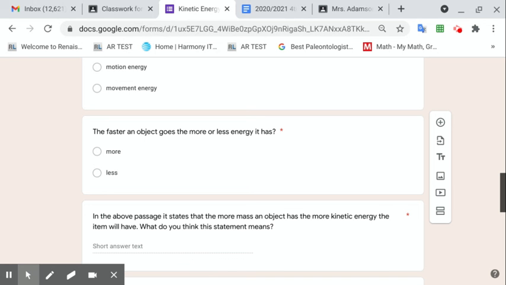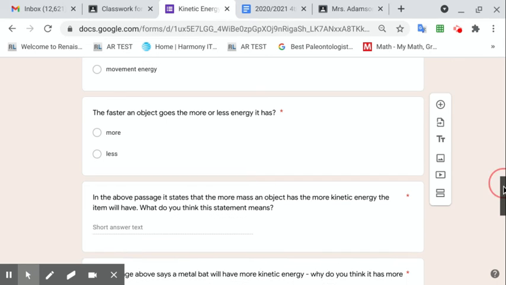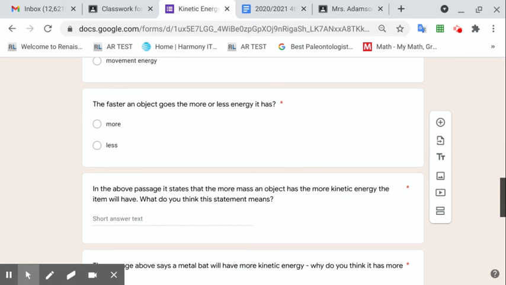Okay, if they're pedaling, obviously they're going to go faster. So is that going to be more energy or less? Think about that. And then, lastly, I want you to think about these things. In the above passage, it says the more mass an object has, the more kinetic energy it will have. So, what does that mean?